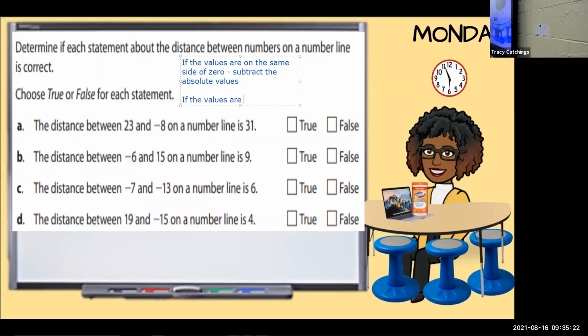If the values are on the different sides of zero, come on, baby, just come on in and have a seat. Good morning, I am Ms. Walker. I do 7th and 8th grade math.